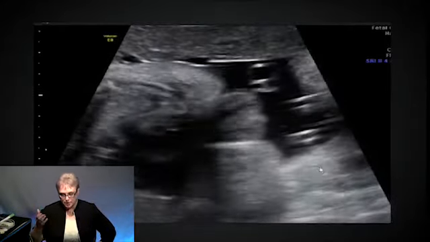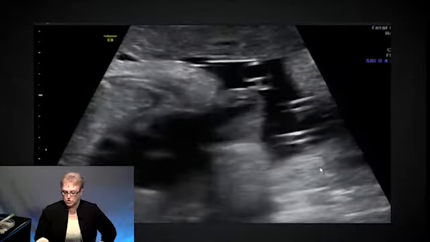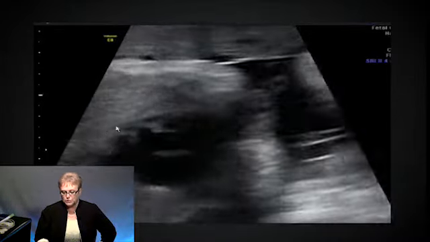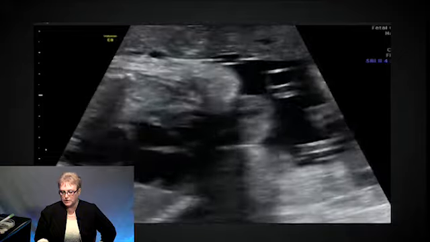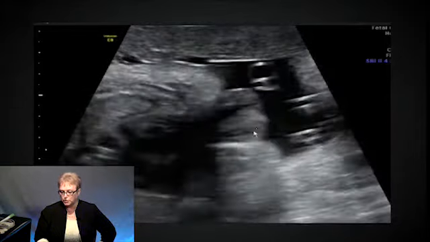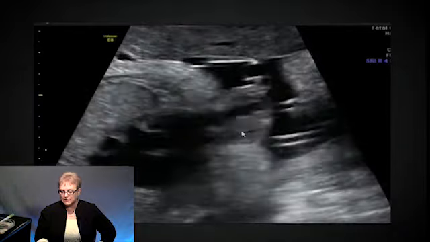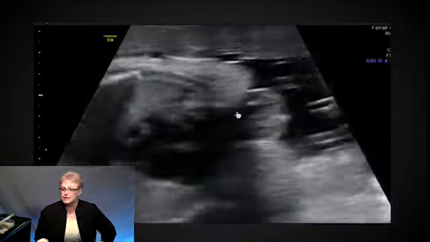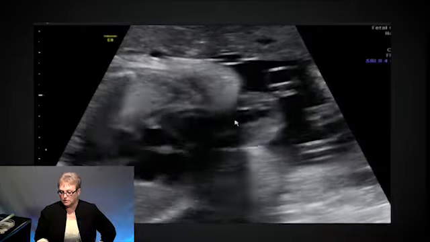Then magnifying up again. You want to optimize your image. You can see the baby's doing some practice breathing movement. Here are the atria. This is the crux of the heart. And look how those ventricles are squished through this defect, through this anterior chest wall.